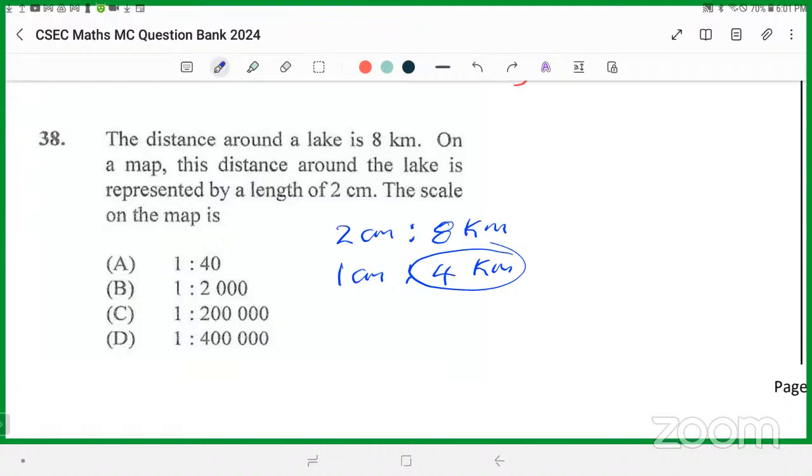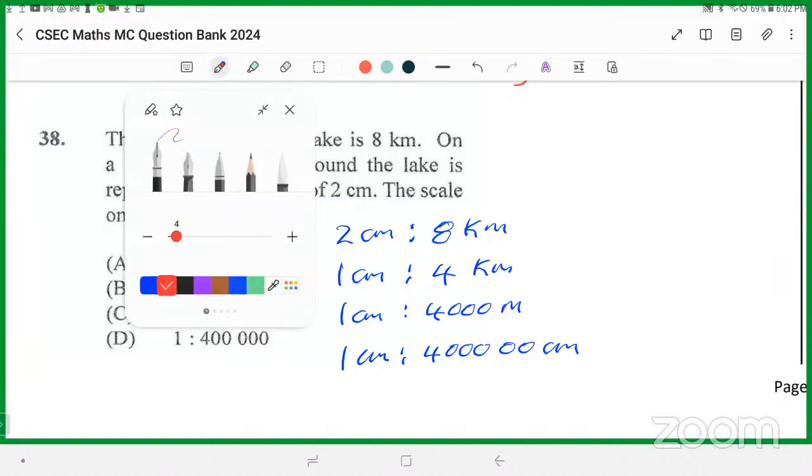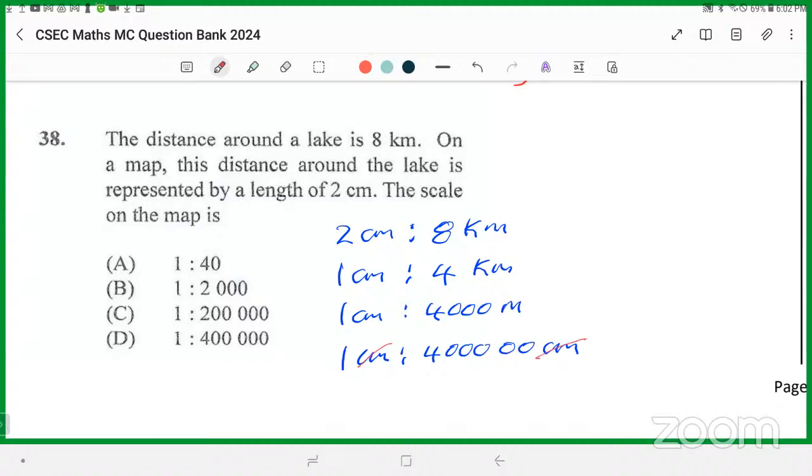I need to convert this kilometer to centimeters now. I'll convert it to meters first. 1 centimeter is 4,000 meters, because we know that 1,000 meters is a kilometer. And then you want it in centimeters. 100 centimeters make a meter. So I'm going to change this now to centimeters by adding 2 more zeros. So I'm going to get 4,000 and add 2 more zeros to get centimeters. And then I can drop off the units. And so the result is 1 to 400,000, which is the last one down here.